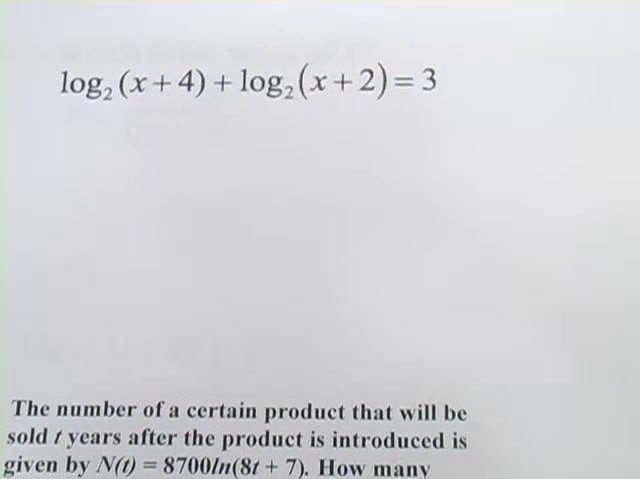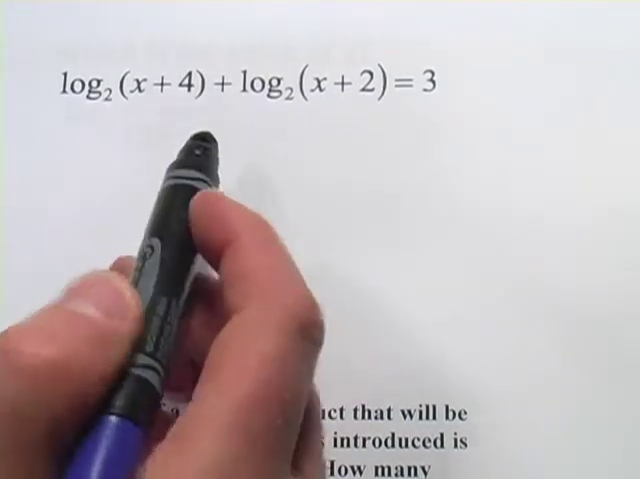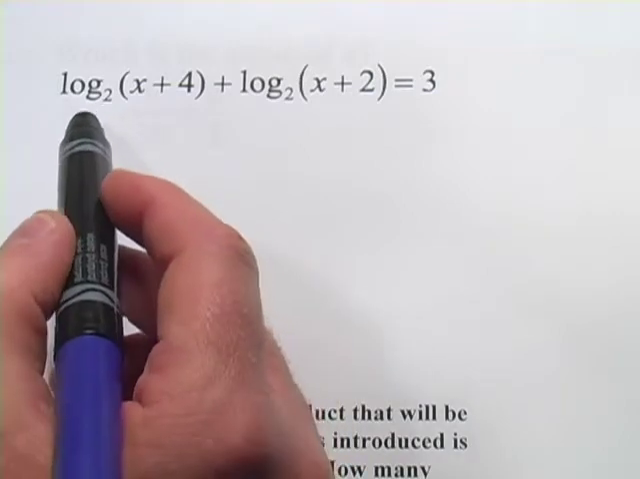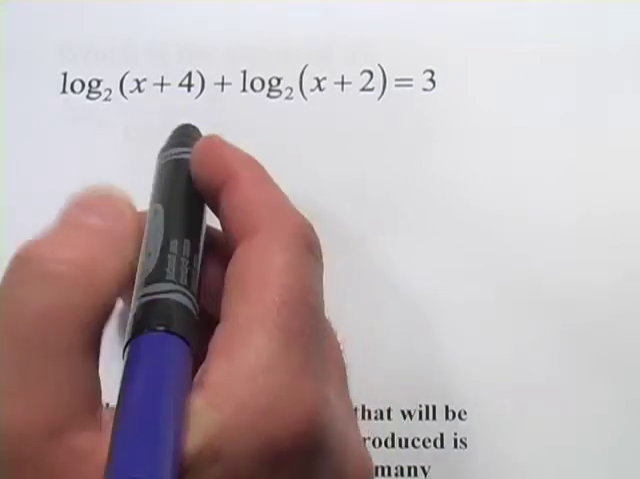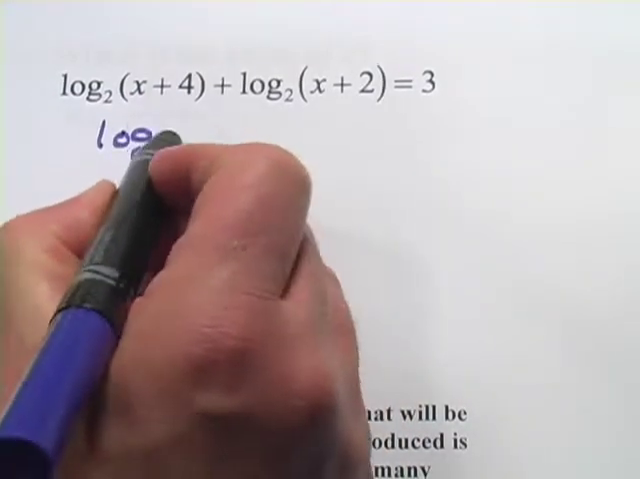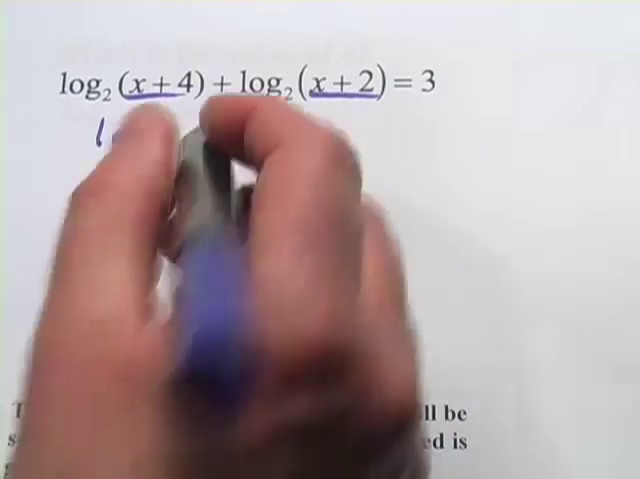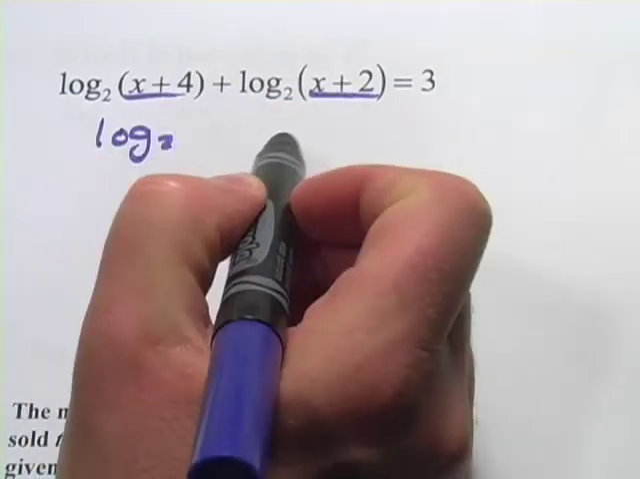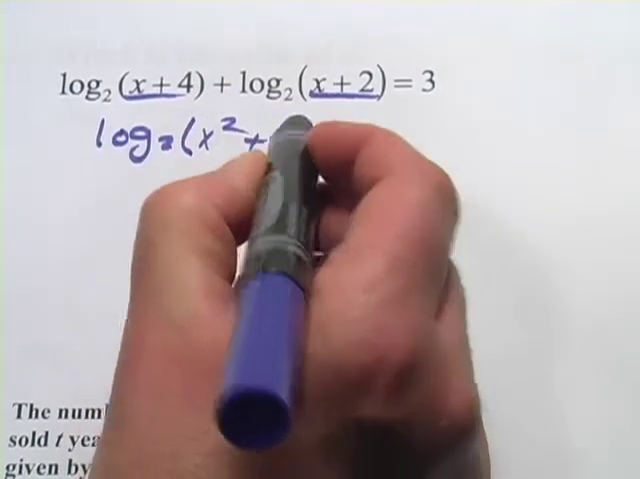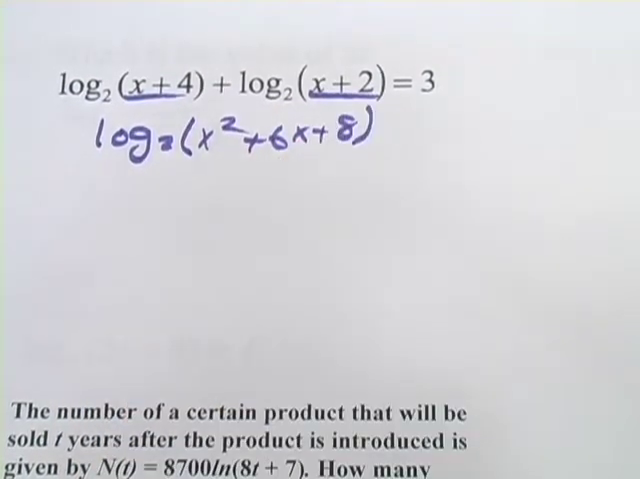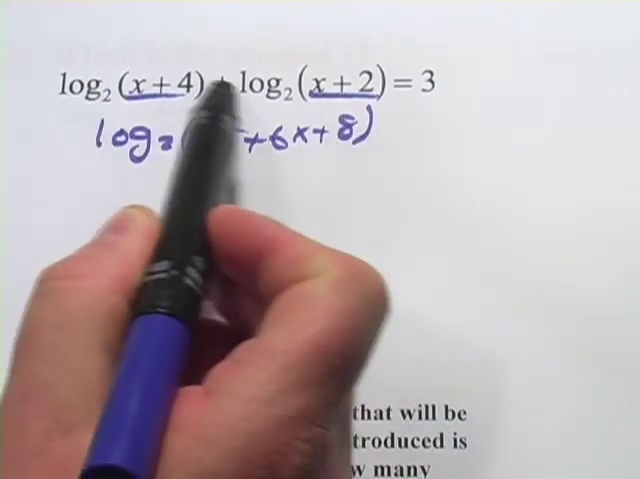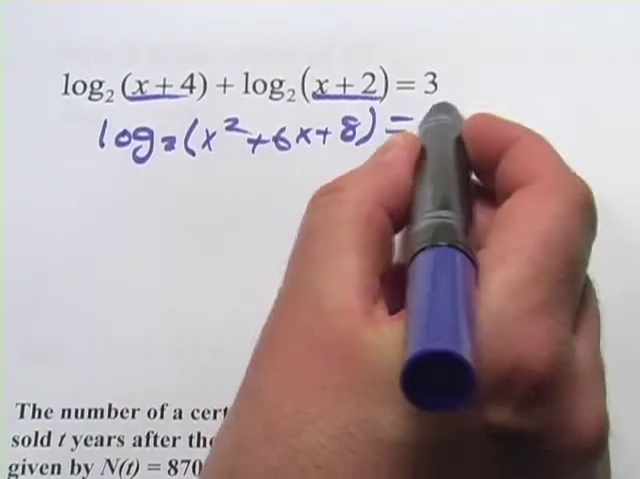Here's another one that looks a little bit more complicated. This time we have addition instead of the subtraction of our logs of the same base. And you should remember from our log properties that this can be converted to multiplication. So I can rewrite this left half of the equation as log base 2 of this times this. So actually, let's go ahead and do the multiplication right now. I'll FOIL that out. So that would be x squared plus 6x plus 8. So log base 2 of that is the same thing as these two logs added together. So that's going to equal 3.